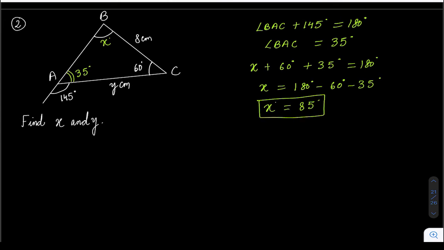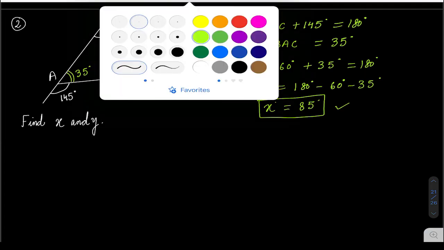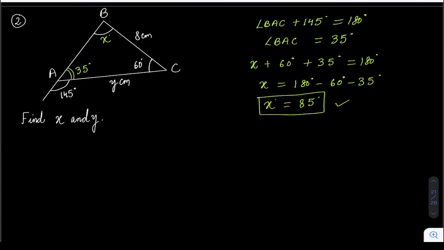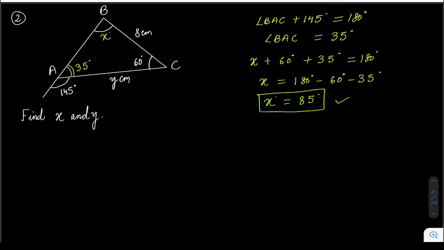So X is nothing but, this angle AB is nothing but 85 degrees. Okay, that's done. Now we need Y. For Y, as some angles are given and one side is given, I think we can apply the sine rule here and see if we can find side Y.